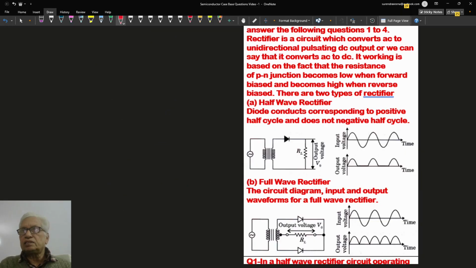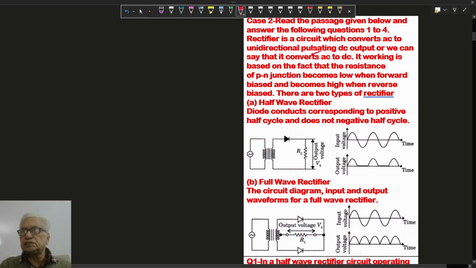Case 2. A rectifier is a circuit which converts AC to pulsating DC. We can rectify it as well as filter it. It will be approximately pure DC, but without filtering it is pulsating DC. If the diode is forward biased, it conducts; if reverse biased, it does not conduct. There are two types of rectifiers, half wave and full wave. In the half wave rectifier, only the positive cycle is rectified, passing through the diode, and the negative cycle is blocked.